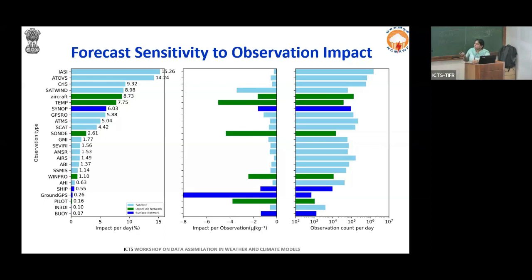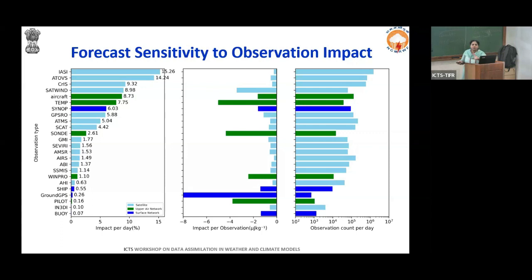Okay, then sir was asking what is the impact of each observation in the assimilation system. This is one technique: forecast sensitivity to observation impact. This is the global scenario, not over the Indian region. As we already discussed, we are assimilating different types of observations. If you see the instruments, whether conventional or satellite, the first plots show impact per day, impact per observation, and observation count per day.